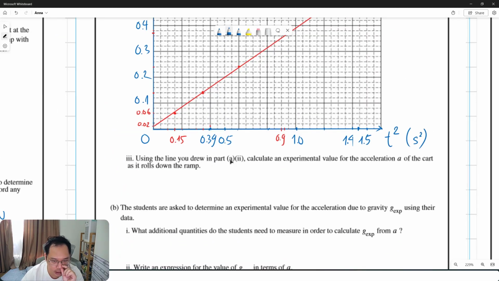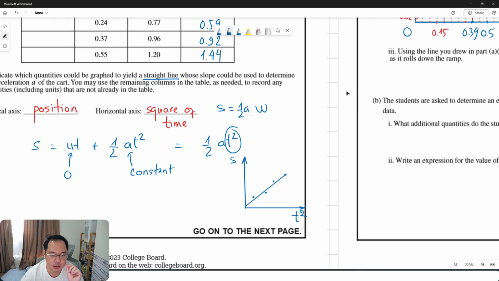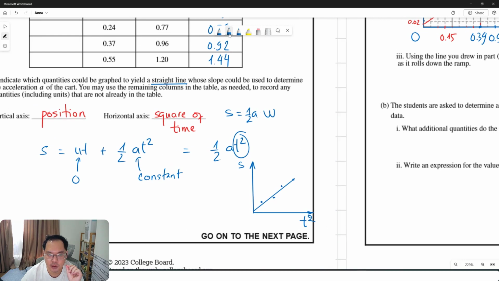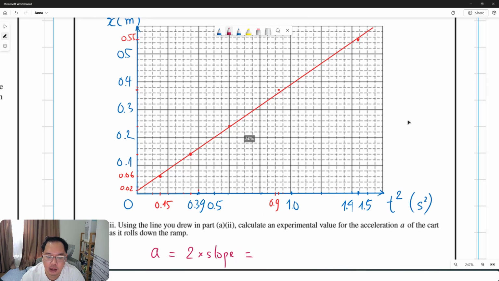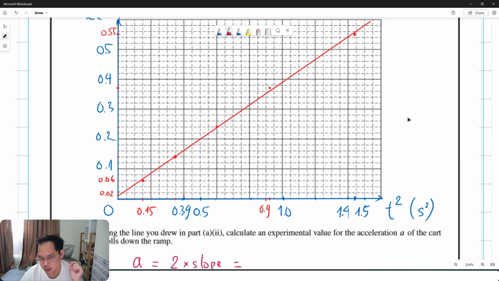Using the line you drew in part A2, calculate the experimental value for the acceleration of the cart as it rolls down the ramp. As already mentioned, the value 1/2 A in front of the square time is the slope of the graph. To calculate the acceleration A, it will be twice the slope, 2 times the gradient. We can calculate that slope by choosing any 2 points on the graph. To make it easy for the calculation, we should choose a point which is easy to read the values, such as this point.